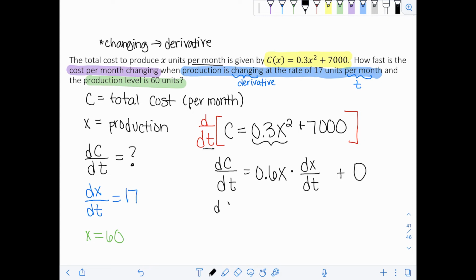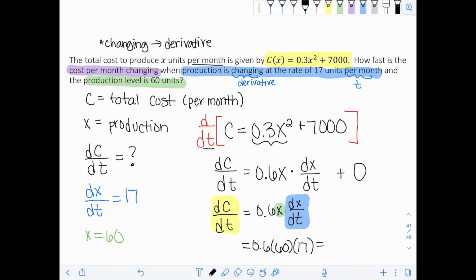So we've got dc over dt is equal to 0.6x dx dt. And once we've taken the derivative, we can go back to see where to plug everything in. So we were looking for dc dt, so I'm not going to plug in anything here. This is what we're trying to find. dx dt is 17, so this is where I'll plug in the 17. x is 60, so this is where I'll plug in the 60. So our answer is going to be 0.6 times 60 times 17.